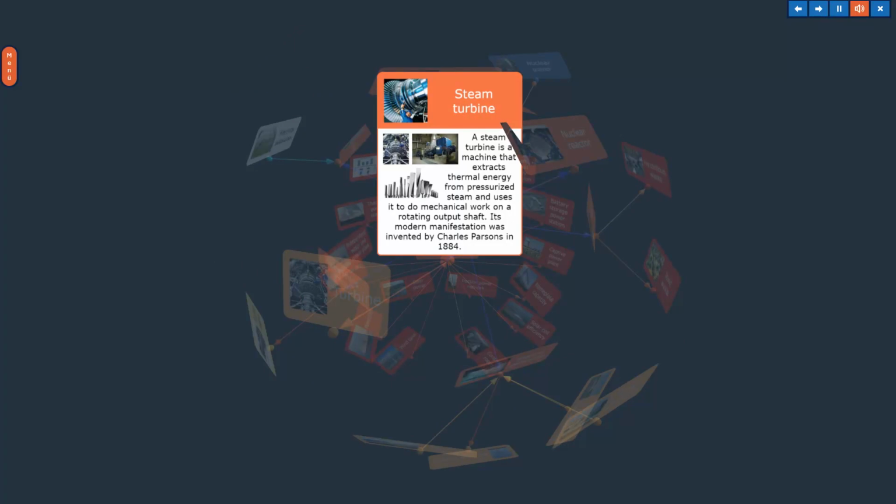Steam turbine. A steam turbine is a machine that extracts thermal energy from pressurized steam and uses it to do mechanical work on a rotating output shaft. Its modern manifestation was invented by Charles Parsons in 1884.